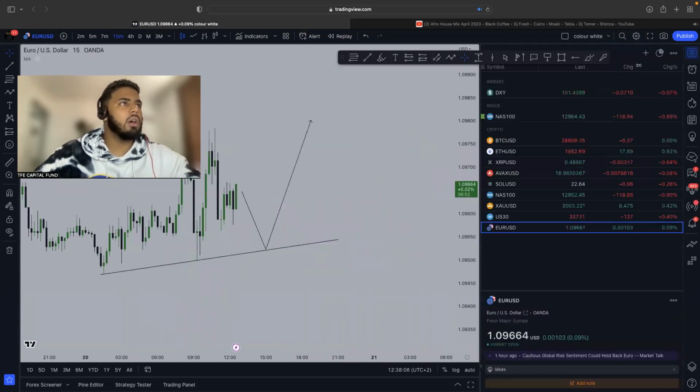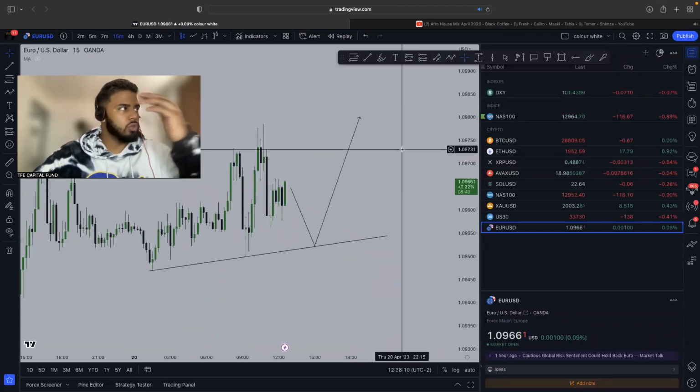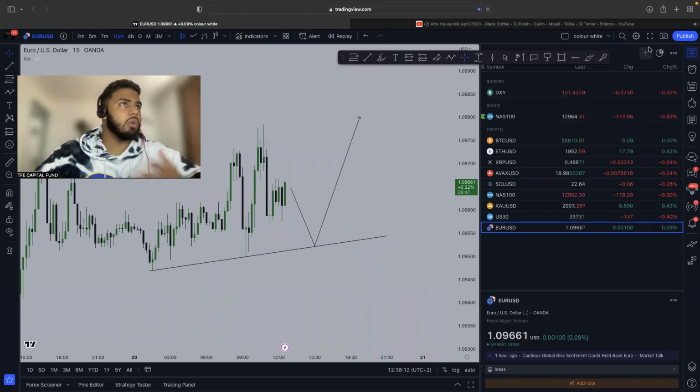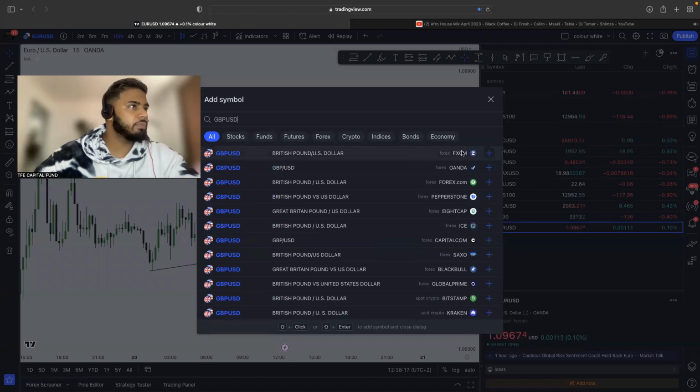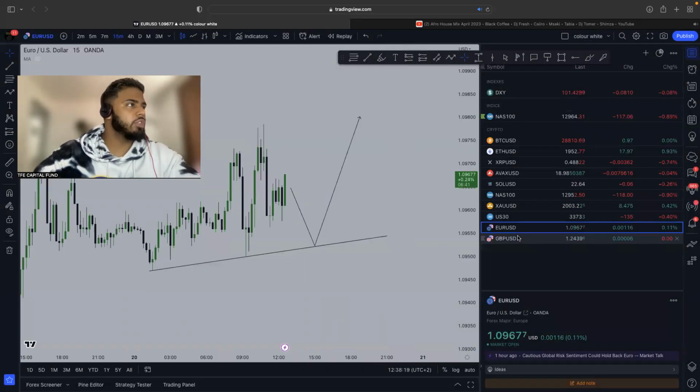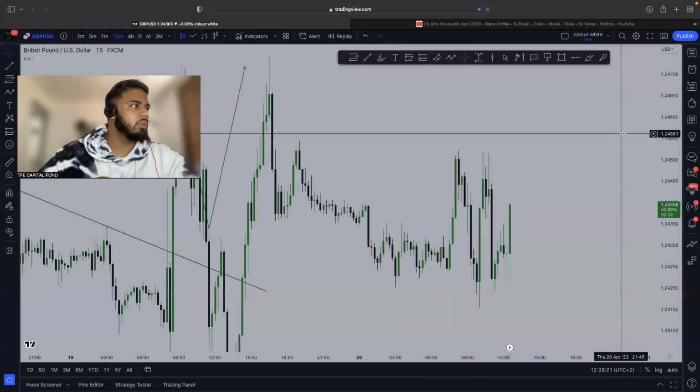Yeah. And that makes sense with the dollar, right? If the dollar is losing strength, Euro USD is buying. It makes sense. So you see those things are lining up right now. So that's a good pair. GBP USD. Let's check out if this lines up as well.